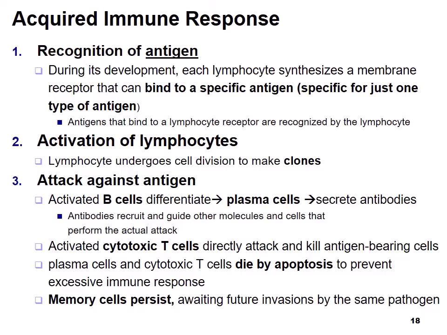And then plasma cells and cytotoxic T cells eventually will have to die by apoptosis to prevent an excessive immune response. However, if we run into the same antigen again in the future, you have memory cells that are going to persist and be ready to attack that pathogen the next time.